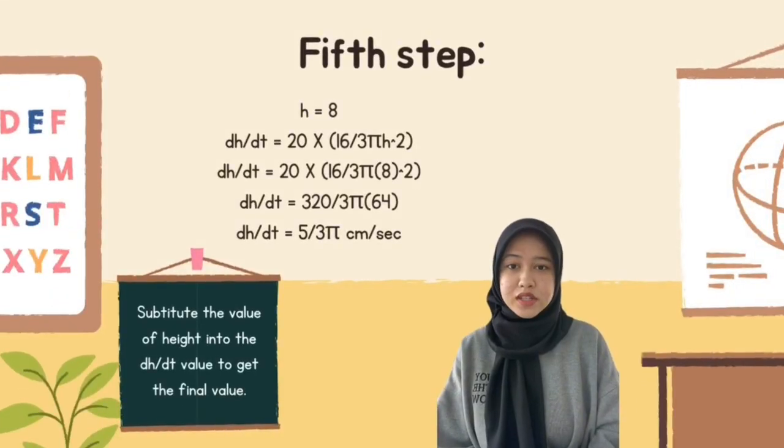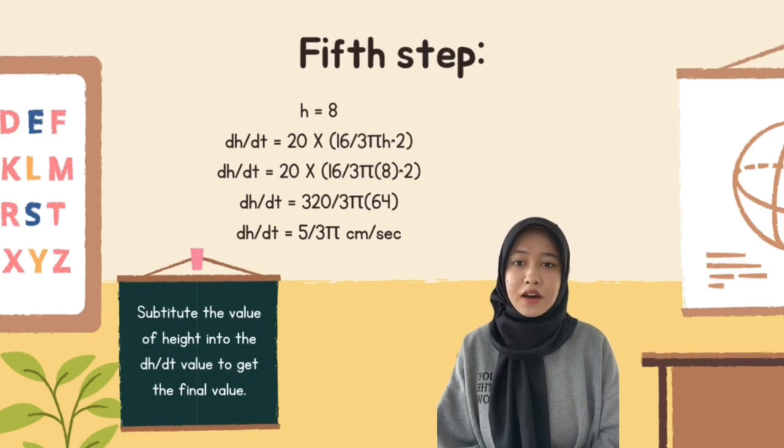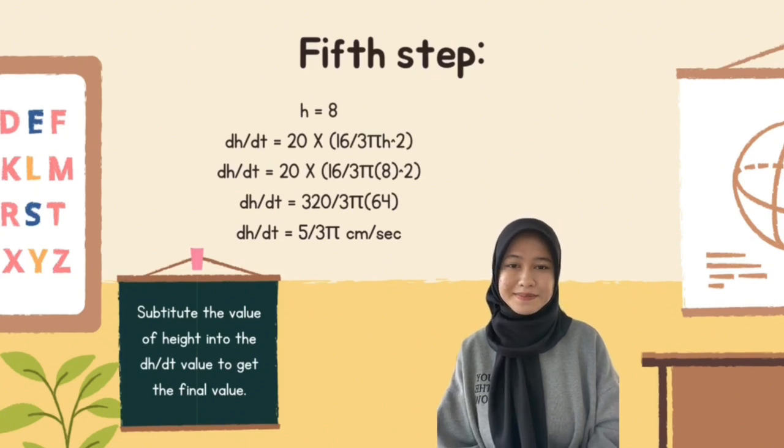I will continue the last step. For the last step, we need to substitute the value of h into the dh/dt equation, and it will be 320 over 3π times 64. After simplifying, the final answer is 5/(3π) centimeters per second.